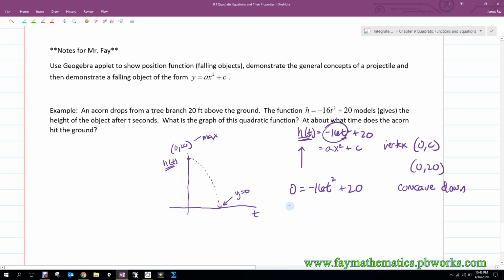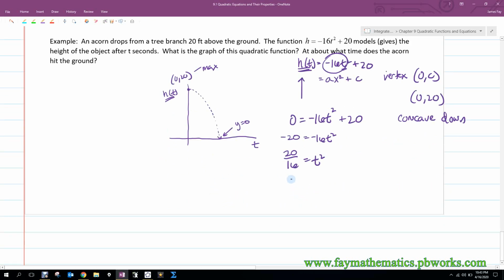I'm going to subtract 20 from both sides. I'm going to divide both sides by negative 16. Now those both reduce, they both have a 4 in them. So I get 5/4 equals t squared. Taking a square root, I get radical 5 over 2 is equal to t.